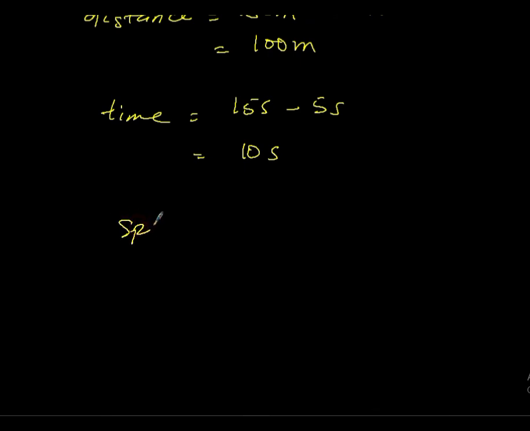Now, to calculate the speed, we can simply take the results we got. So speed is equal to the change in distance from point A to point B, which is what? 100 meters, all over the result we got in the change in time from point A to point B, which is 10 seconds. And if we divide this, we should have 10 meters per second. So this is the speed of the car from point A to point B.